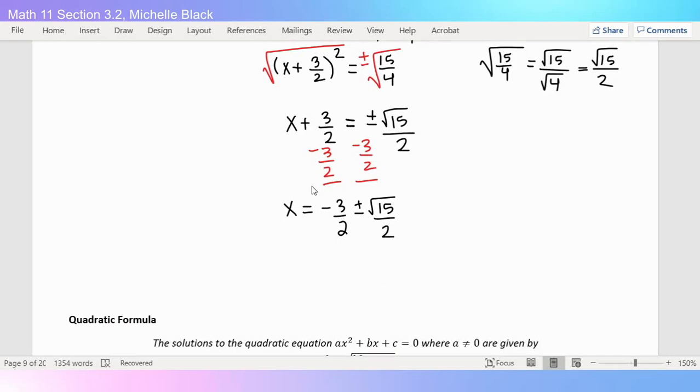Also notice that since these both have the same denominator, I can write them together as one large fraction, where I have negative 3 plus or minus the square root of 15 all over 2.